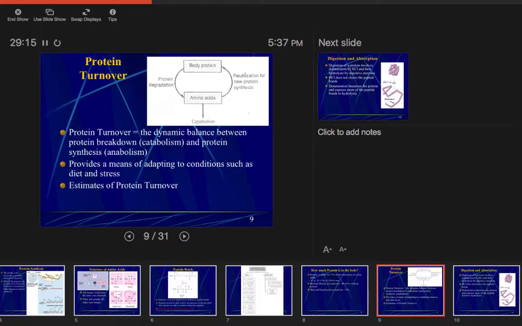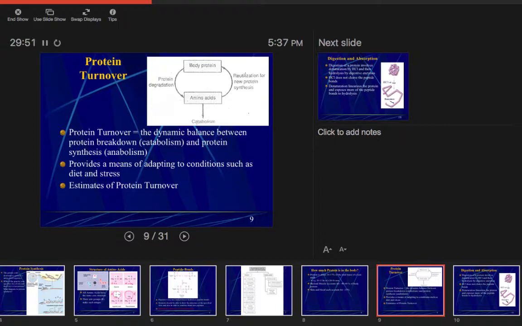So protein turnover is the dynamic balance between protein breakdown and protein synthesis. In other words, proteins in our body are constantly being turned over. Some proteins are being made while other proteins are being degraded. And it is a significant process that's going on 24/7. And if you look at this little diagram, you can see that there's a couple important points here.